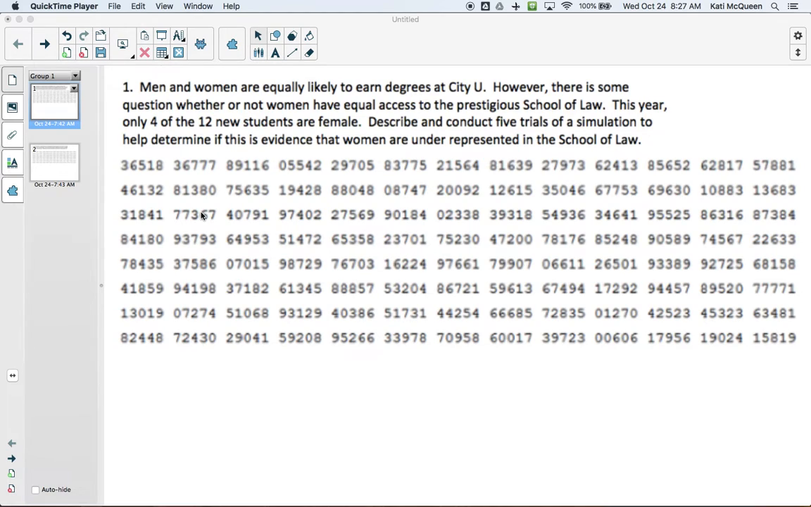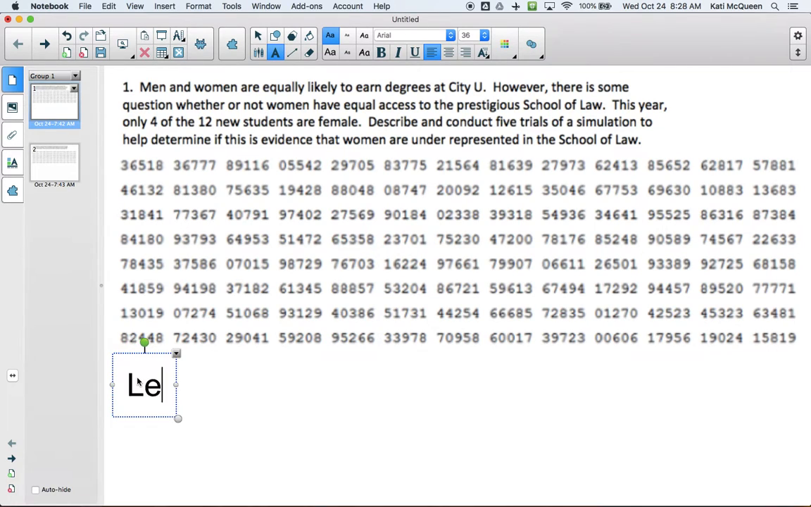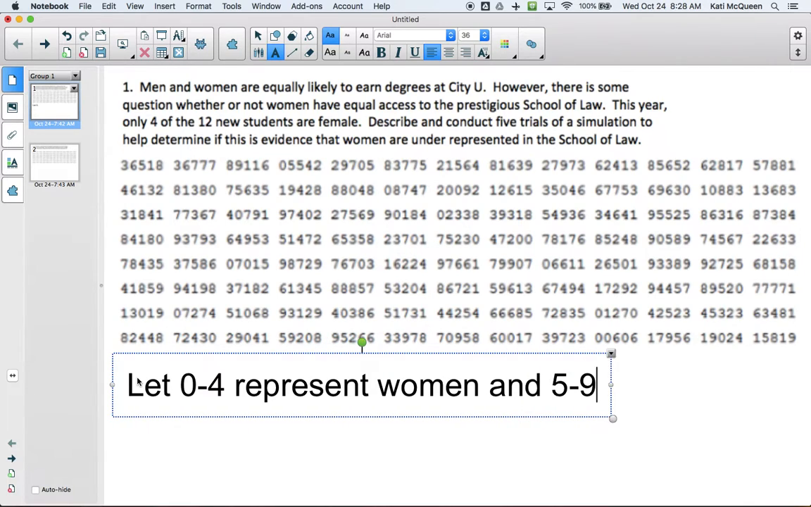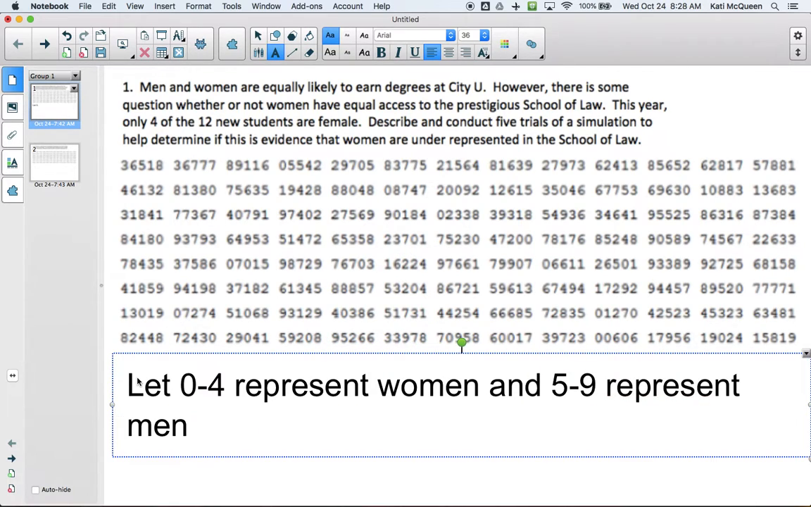All right, so the first thing we want to do here is assign digits for our two possible outcomes. When we are selecting people for the law school, we have either men or women. And we want to look at the part where they say they are equally likely to earn degrees. Since they are equally likely, I want the same number of digits to represent men and women. So I'm going to say let 0 through 4 represent women, and 5 through 9 represent men.